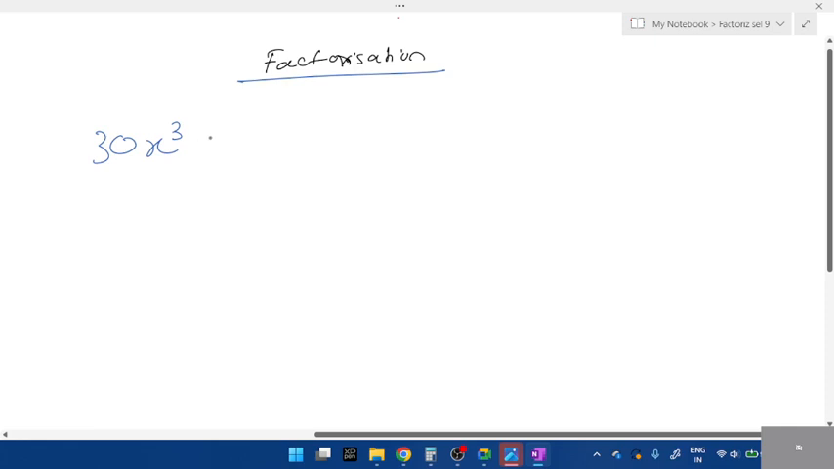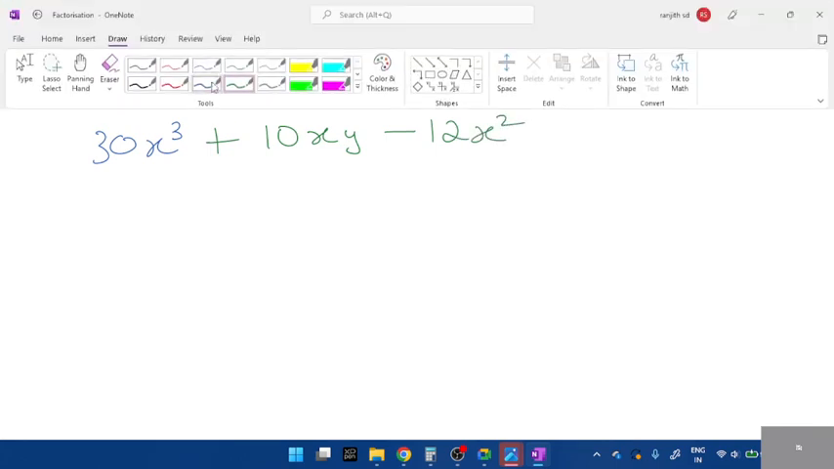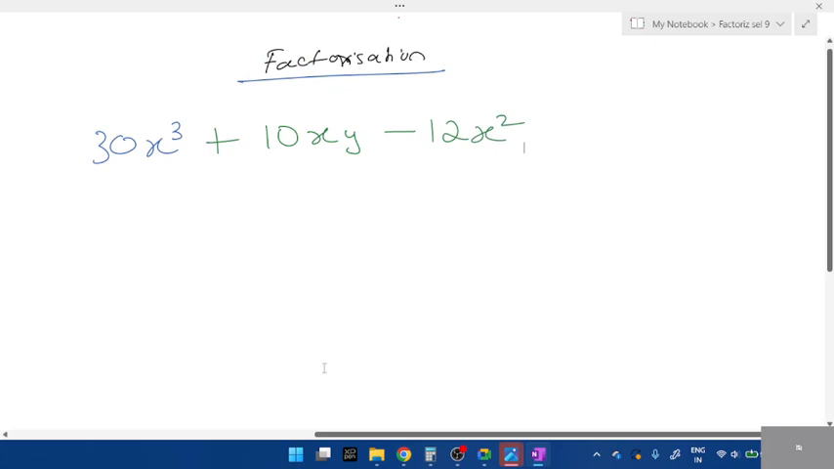Okay, try this question: 30x square plus, try this. First take 30, 10 and 12, find the highest common factor. Just a minute, I'll change the numbers. Yes, take 28, 16 and 12. Use these numbers 2, 3, 5, 7. Factorize the numbers first.